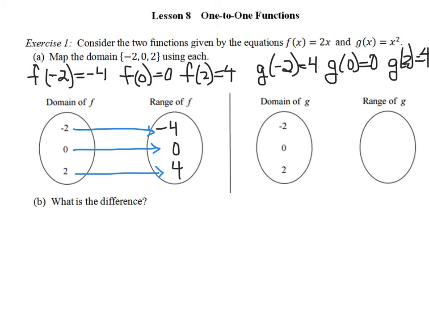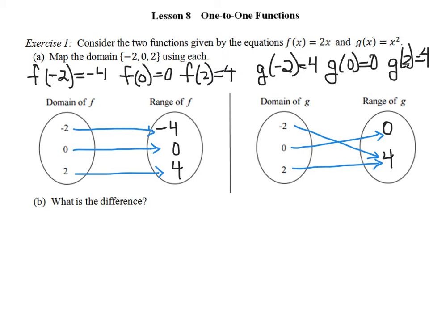Now, when we write the range for g, you'll notice that 4 is repeated, so I only need to put the values 0 and 4 into the range. But when I do the mapping, I'm going to say that 0 is mapped to 0, and -2 is mapped to 4, and 2 is also mapped to 4.